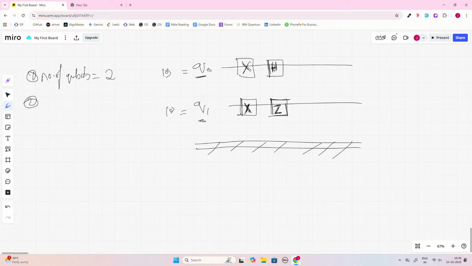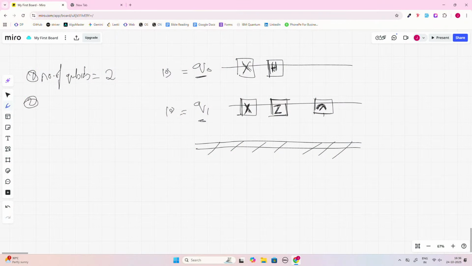So how can I show the measurement? It will be something like this: a box with a speedometer symbol. You can see in bikes and all, there will be the speedometer, right? 10, 20, 30, 40 kmph. That speedometer symbol is the measurement gate symbol. Okay. So if you see something like a speedometer inside a circuit, it means a measurement is being done.